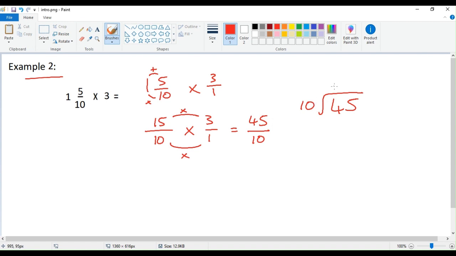Hopefully you know that 10 goes into 45 4 times, at least. 10 times 4 is 40. We have a remainder of 5. So our answer this time is 4 remainder 5. And to change that into a mixed number, we copy the whole number, stays the same. The remainder is now the numerator, and the denominator is what you divided by. The original denominator up here in the start of the question, tenths.